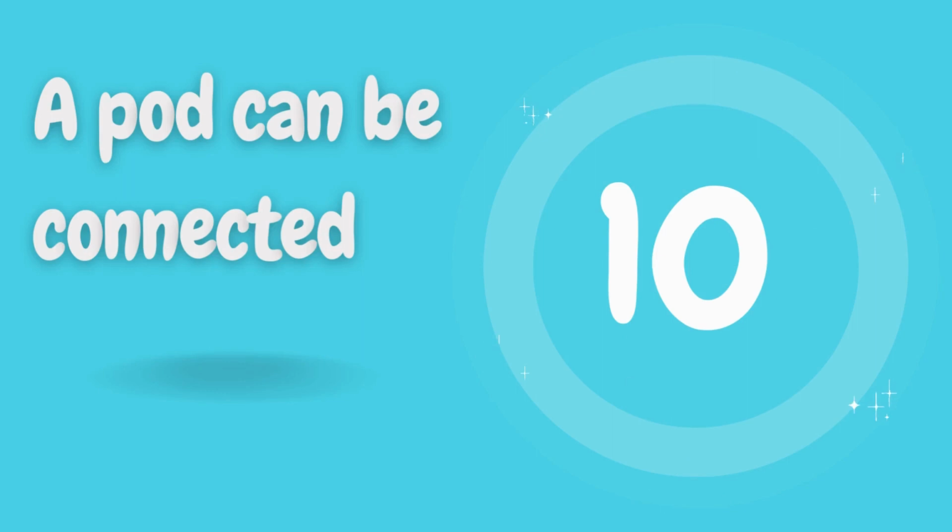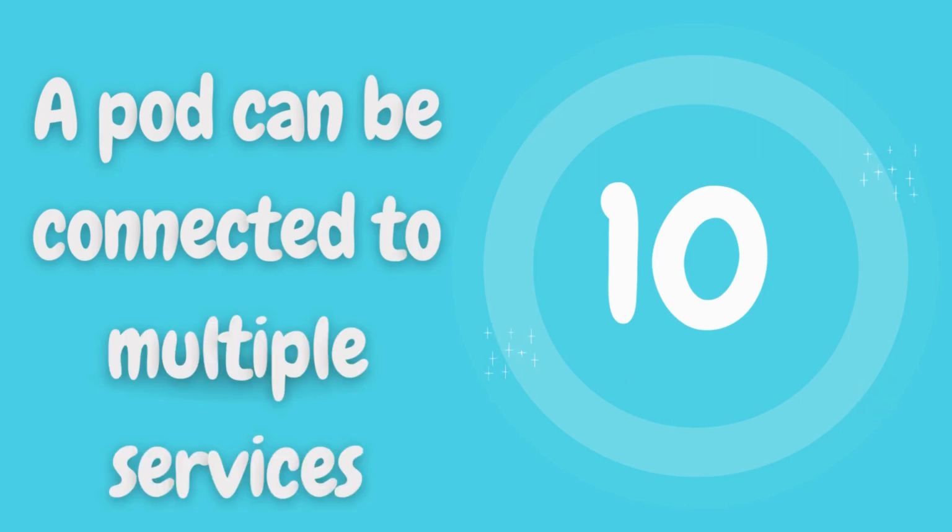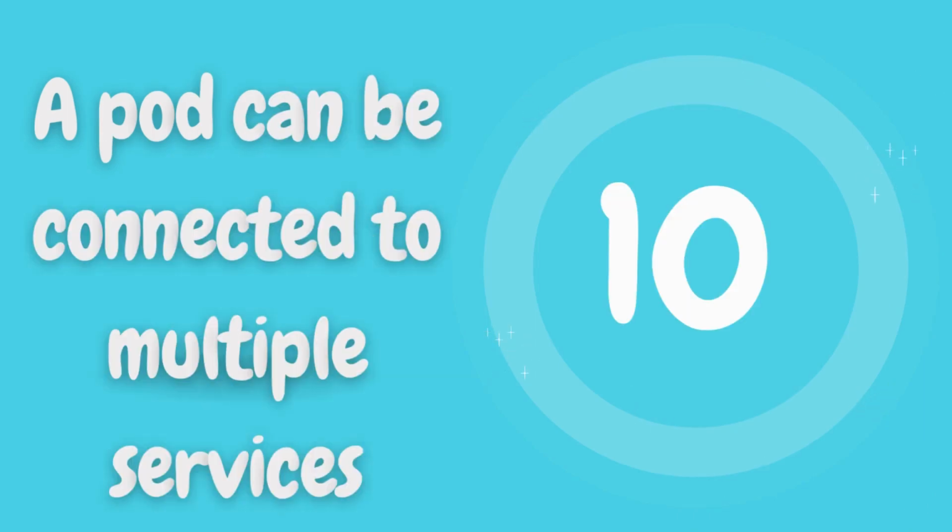Okay, so finally we came to point number 10. So what exactly is this? A pod can be connected to multiple services. Basically, services are an abstraction layer that sits above a pod and can route traffic to the pod based on labels and selectors. Multiple services can be configured to route traffic to the same pod, making it easy to expose different parts of an application to different users or services. So that's the reason a pod can be connected to multiple services.